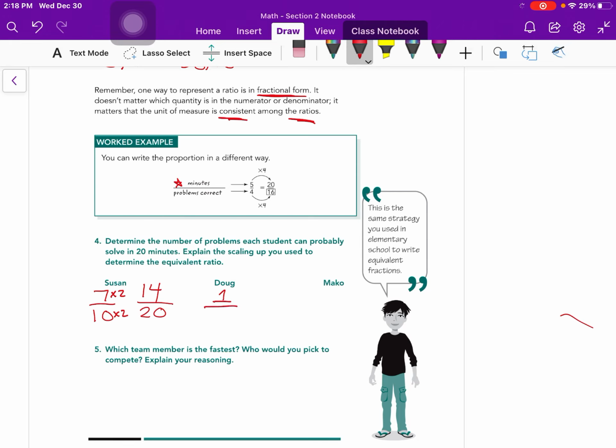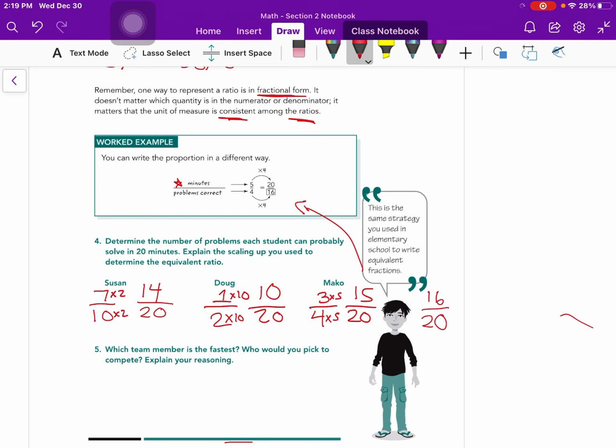Doug, his rate was 1 problem in 2 minutes. So in 20 minutes, we figure that Doug could take each one times 10. He could probably answer 10 problems in 20 minutes. And Mako, whose rate was 3 problems in 4 minutes, probably in 20 minutes could answer 3 times 5, 15 problems. And finally, K, which we had already figured out right up there, can do 16 problems in 20 minutes.